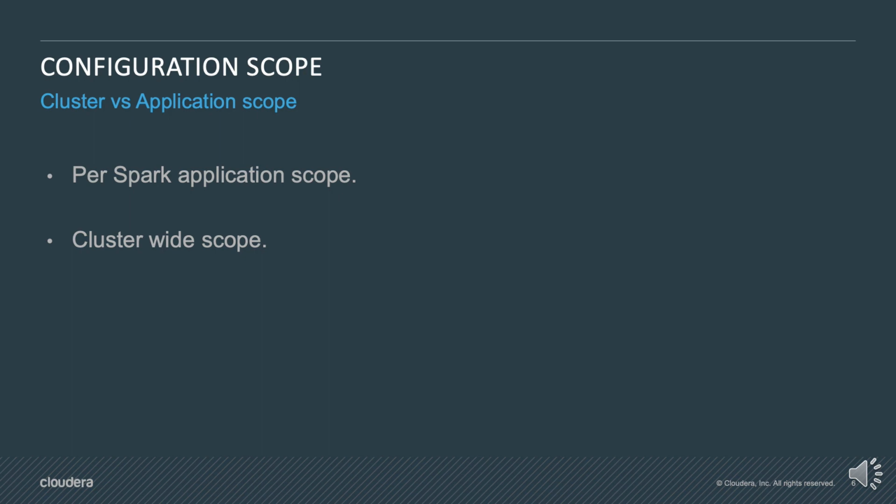If we want this to be enabled per application, then we will have to pass the configuration settings as an argument to the Spark script. Let's look at an example using the spark-submit command. We would execute spark-submit as we usually do, space --conf space property equals value.